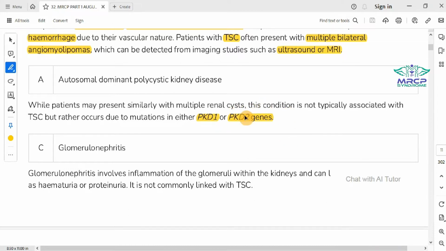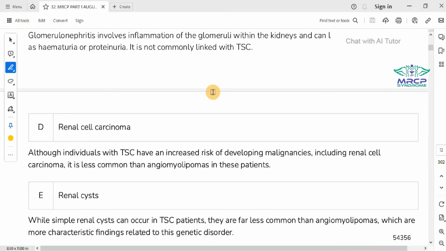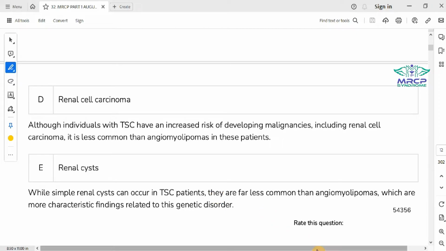So which mutation is more common? 1 or 2? PKD1. Yes, PKD1 is more common, around 80 to 85%. And simple renal cysts can also be found in case of TSC, but the most common renal manifestation is the angiomyolipomas.